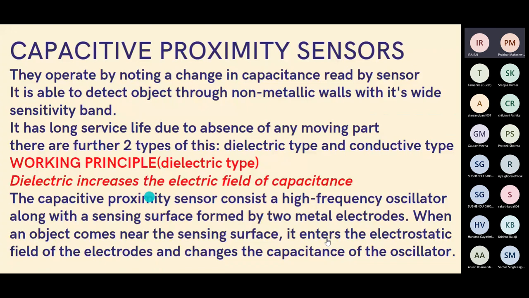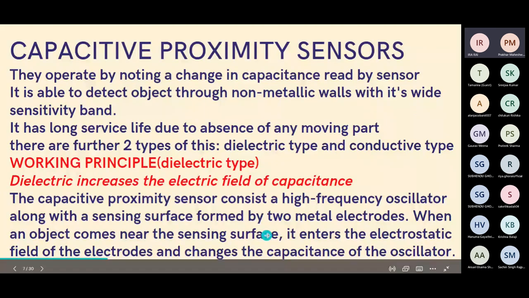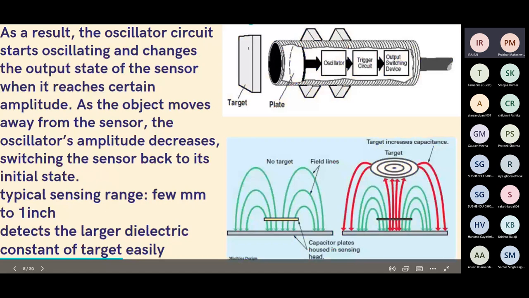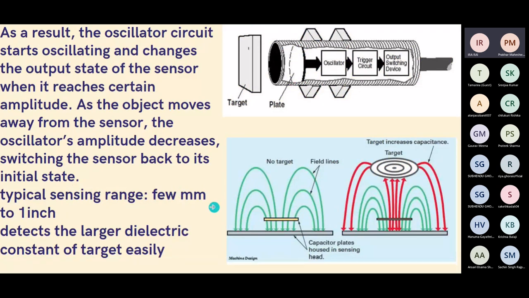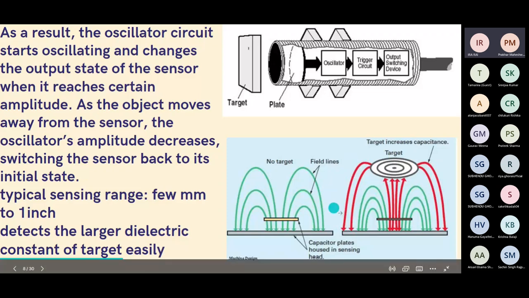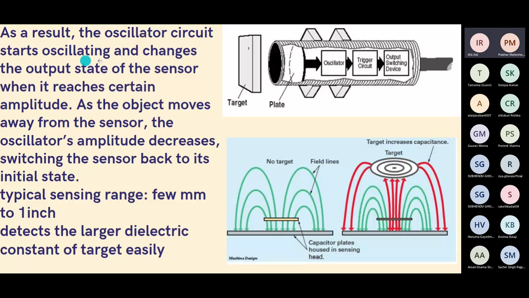Also, when an object comes near the sensing surface, it enters the electrostatic field of the electrodes and changes the capacitance of the oscillator, as I explained right now. The typical sensing range of this kind of capacitor sensor is a few mm to 1 inch. In modern capacitive sensors, the range can be extended up to 2 inches. As I said, if the target has a larger dielectric constant, it can be detected quite easily. Also, this is a schematic representation: the electric field is there when there is no target, and when the target approaches, the electric field increases, a change is detected, and this change increases the amplitude of the oscillator, which further sends the output to the sensor.